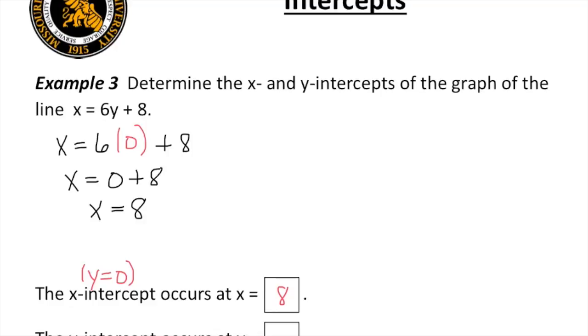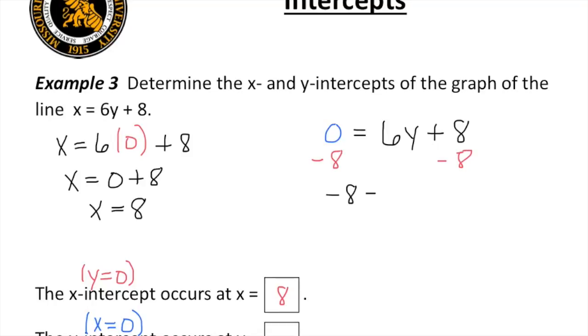Now considering the y-intercept, which is found where x equals 0, we go to our original equation and we replace x with 0, and we solve the resulting equation for y. We do this by subtracting 8 from both sides, giving us negative 8 equals 6y, and then dividing both sides by 6.